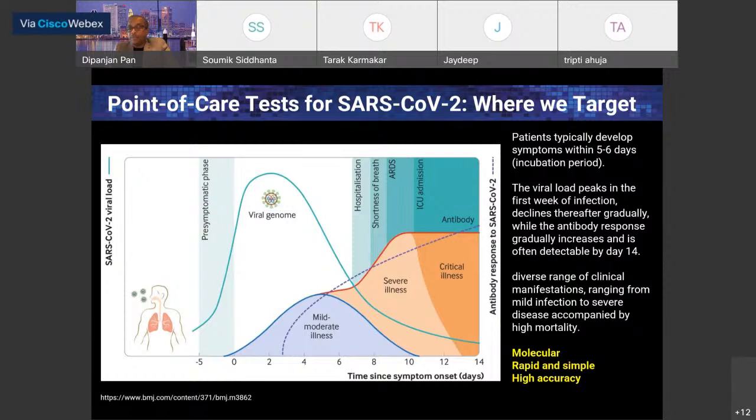And of course, high accuracy, because we cannot really give false positives, because that leads to a lot of other complications. The person getting the false positive result will be excluded from many activities, like going to school or college, offices, traveling, and all kinds of things. So a false positive is not good. A false negative is also not good, because if we get a false negative result, the person is roaming around and spreading the disease, and that is absolutely not a good thing.